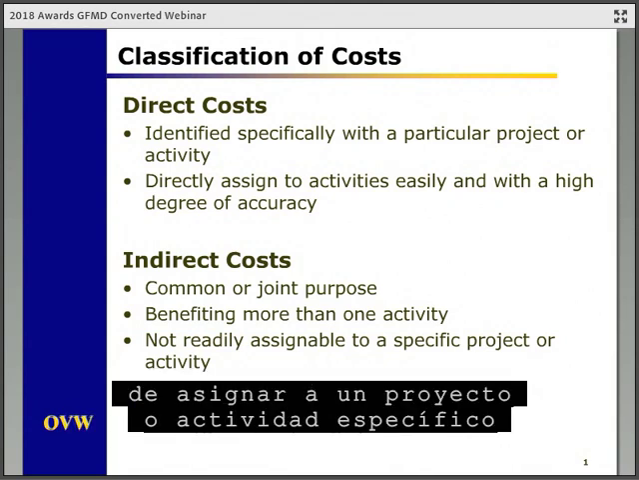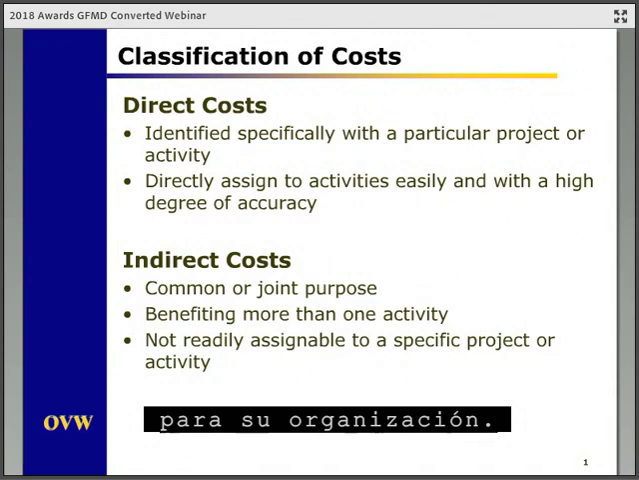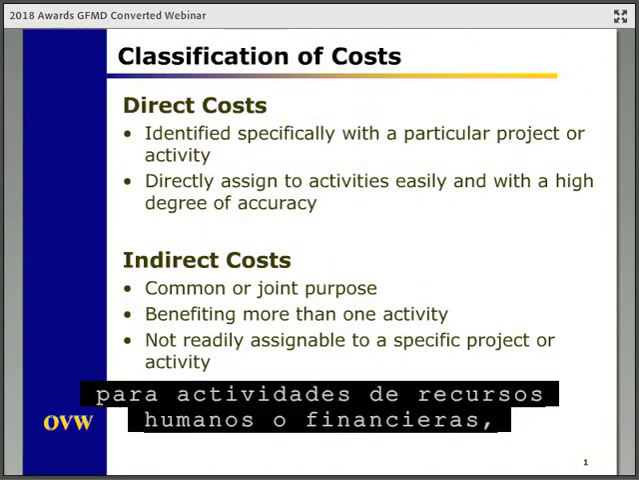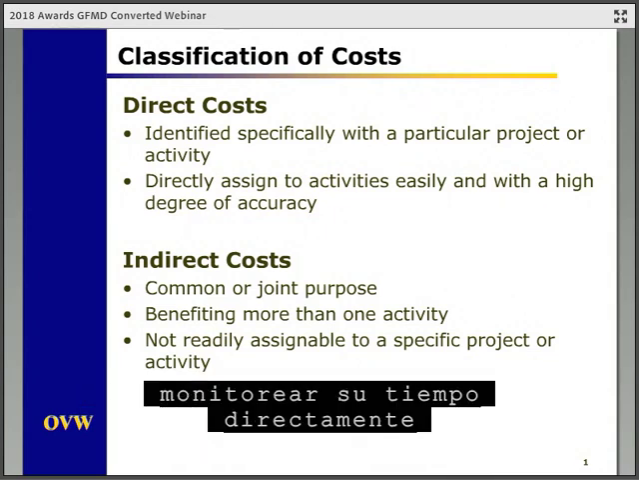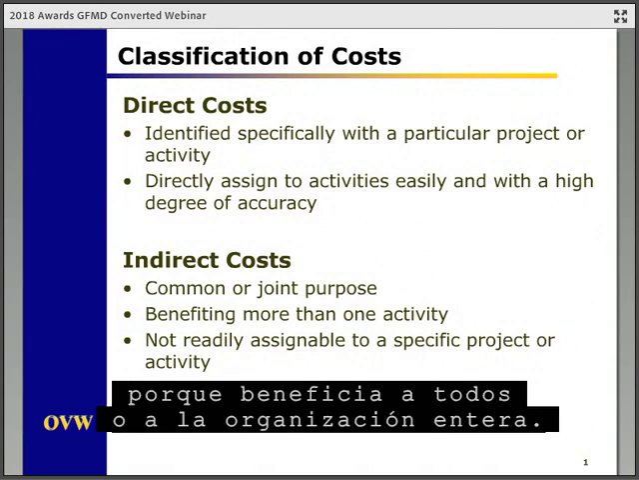On the other hand, there are indirect costs, and these are much harder to assign to a specific project or activity and benefit common purposes or more than one activity for your organization. Examples of these would include the time spent for human resource or finance activities for staff who cannot directly track their time to one specific funding source or activity because it benefits everyone or the entire organization.